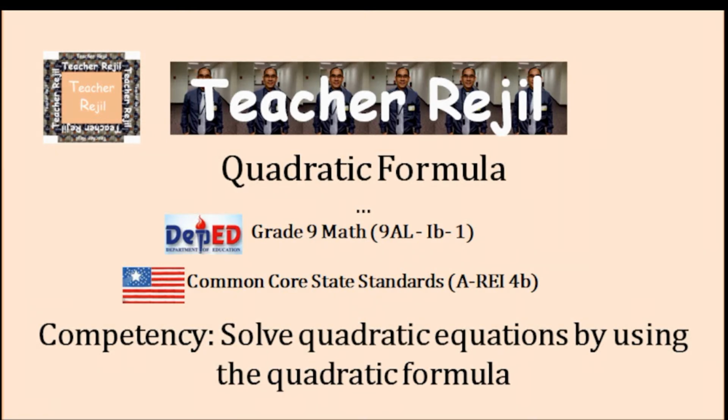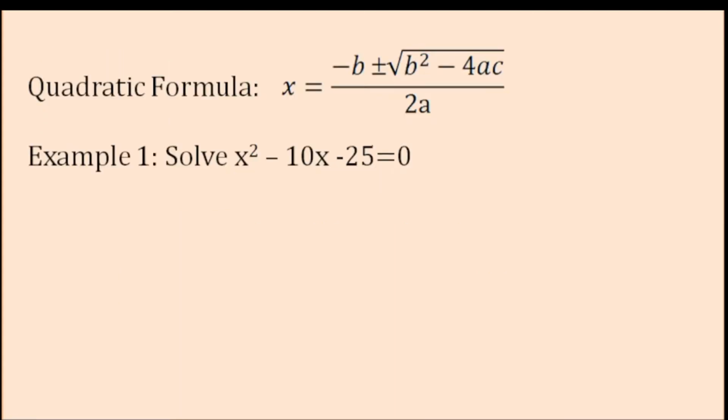There are quadratic equations that cannot be solved by factoring. So if that would be the case, we are advised to use the quadratic formula. The quadratic formula is x equals negative b plus and minus square root of b squared minus 4ac all over 2a.